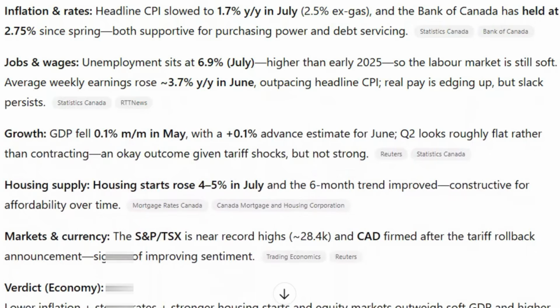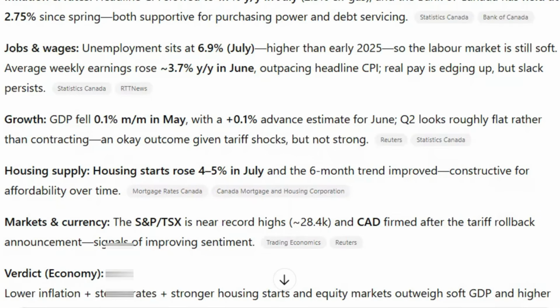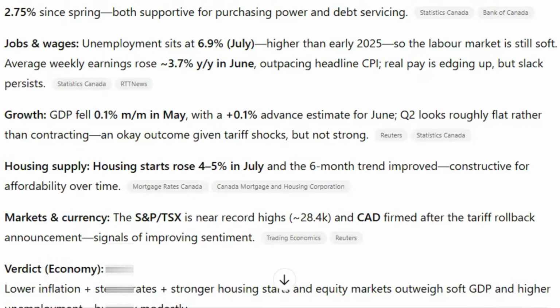Canadians doing better economically. Inflation rates. Headline CPI slowed to 1.7% year over year in July. If you remove gas prices, 2.5%. And the Bank of Canada has held at 2.75% since spring, both supportive of purchasing power and debt servicing. This from Stats Canada. It's interesting that ChatGPT actually gives a little bit of a bibliography there, telling us where it's getting its stats.